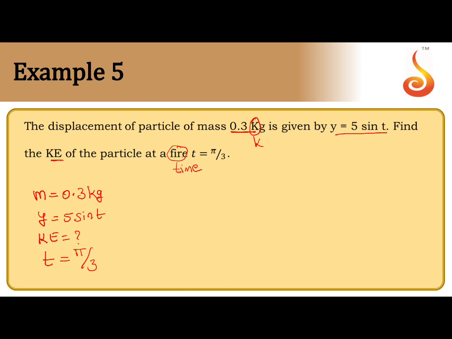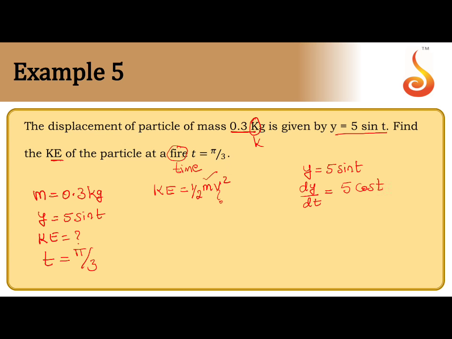To find kinetic energy, we have the formula kinetic energy equal to half m into v square. Mass is given. How about the velocity? It is not given. So what I will do is I will take y equal to 5 sine t. Differentiate it with respect to time. dy by dt is equal to, on differentiating this, 5 is a constant, differentiation of sine is cos.